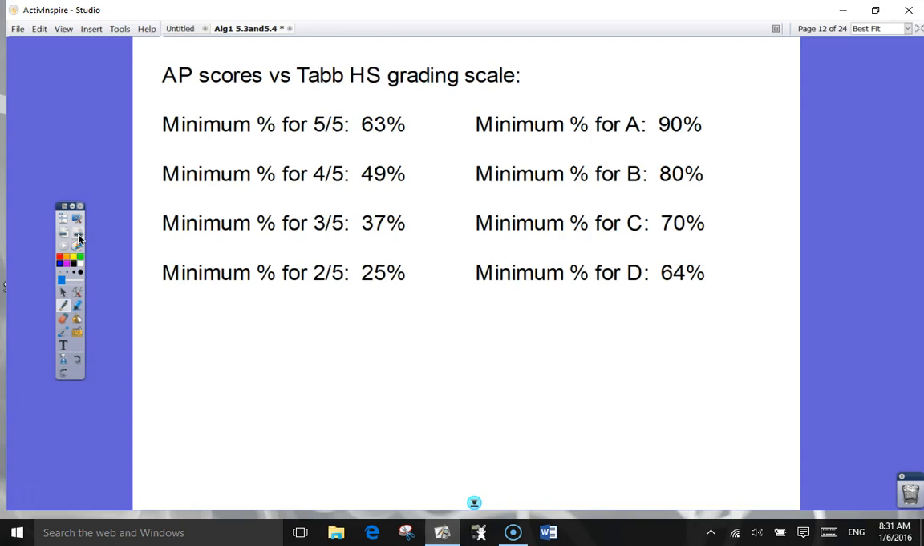So if somebody got a 63 on my test, should I say they failed? They got the highest category, so somehow I've got to take the AP scale and change it into the grading scale for Tabb High School, right? Or else it wouldn't be fair. So actually, these are the cutoffs. 5 out of 5 is 63%. 4 out of 5 is 49%. You don't even get half right, and you get the second best score, right? 3 out of 5 is 37%, barely better than a third, and 2 out of 5 is 25%.